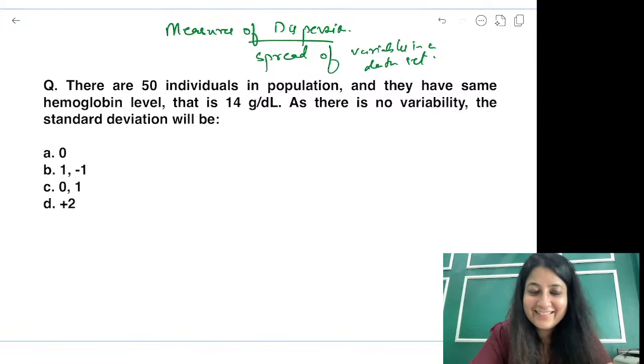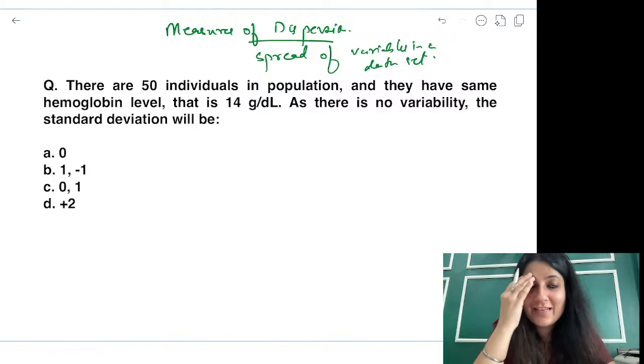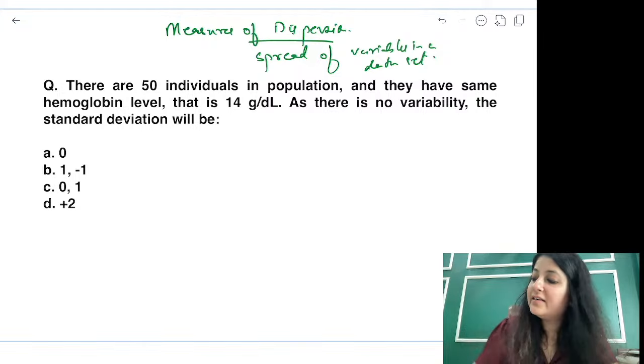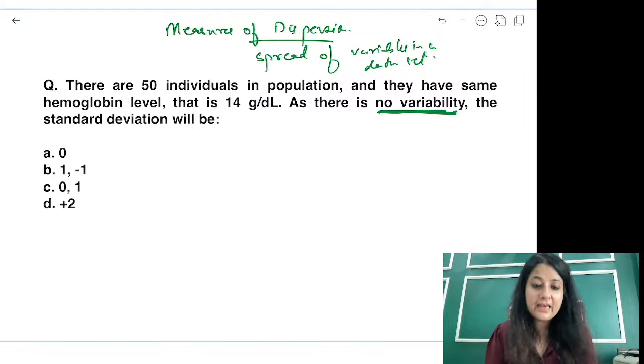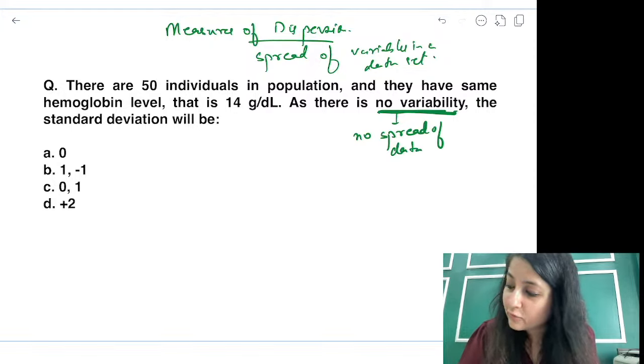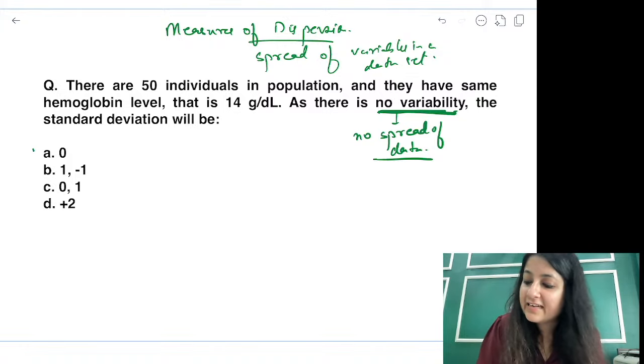You heard it? Alright, there are 50 individuals in a population and they have the same hemoglobin level, that is 14. As there is no variability, कोई variability नहीं है. What does it mean? No variability means no spread of data. कोई dispersion नहीं है.